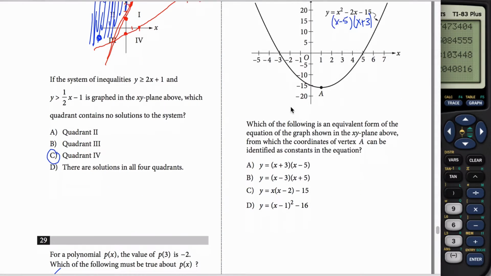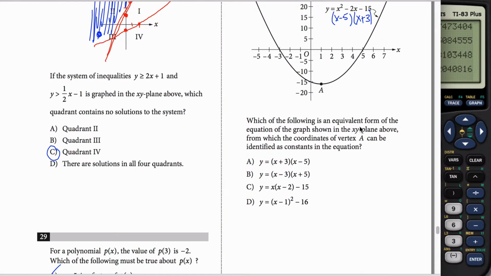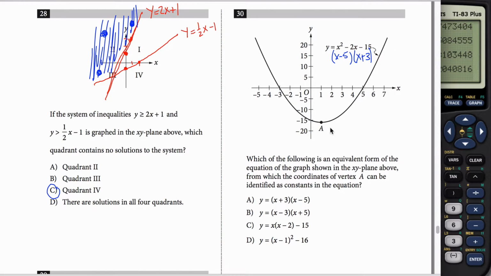Because if you read the question carefully, it says, which of the following is an equivalent form of the equation of the graph shown in the xy plane above, from which the coordinates of vertex A can be identified as constants in the equation? So what you need to know is that this point right here, A, this vertex, its x-coordinate is clearly at 1. What's its y-coordinate? It kind of looks like -15, but it's hard to tell the way it's drawn. It'll turn out it's actually -16.